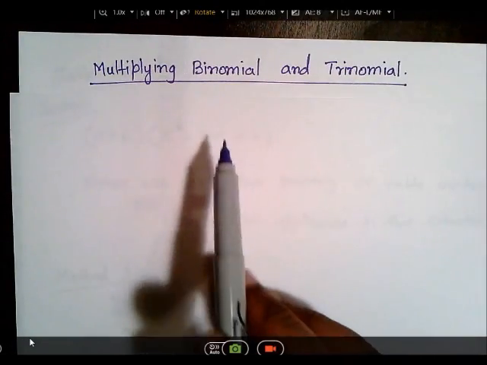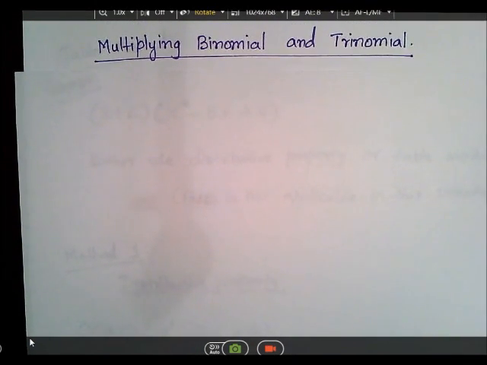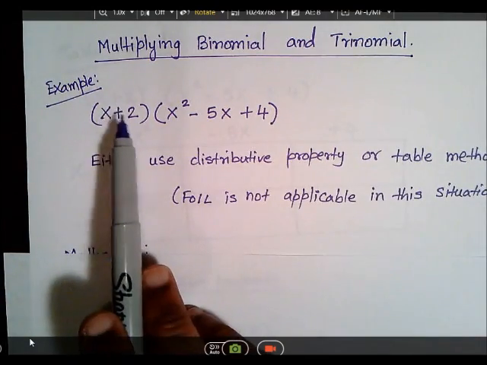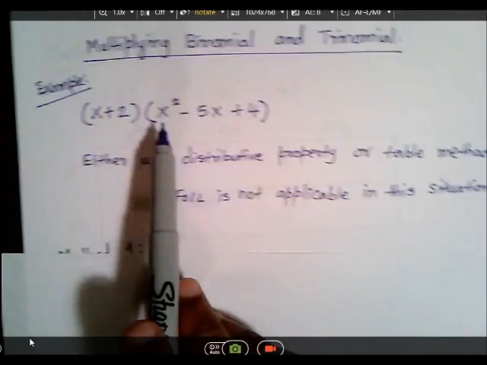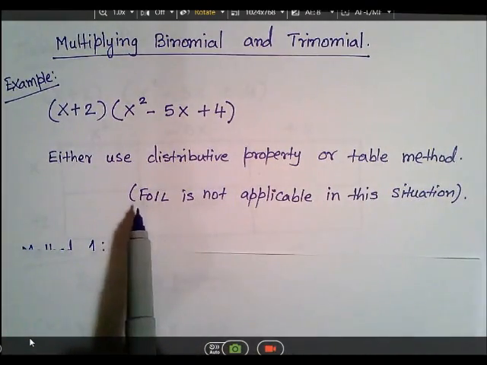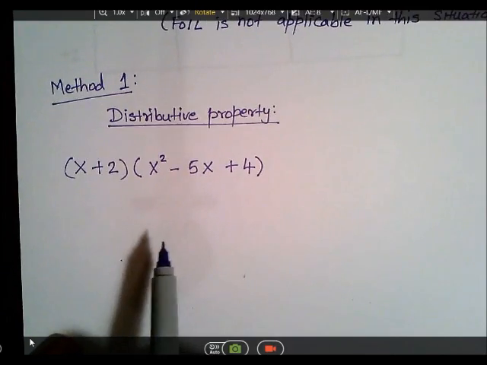The next one we're going to look at is multiplying binomial and a trinomial. Alright, binomial and a trinomial. As I said, we learned three different methods earlier, right? Out of which two can be used for any multiplication, whereas the FOIL can be used only for binomial and a binomial. So here I have a binomial multiplying a trinomial. So I'm going to either use a distributive property method or the table method. Remember, FOIL is not applicable in this situation. So I'm going to use distributive property method.